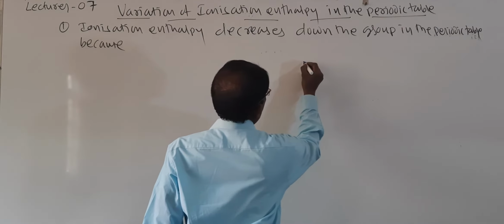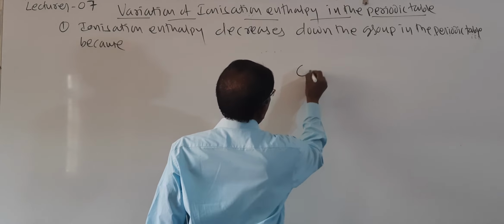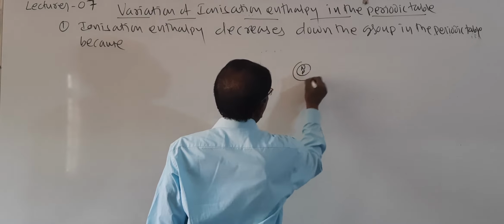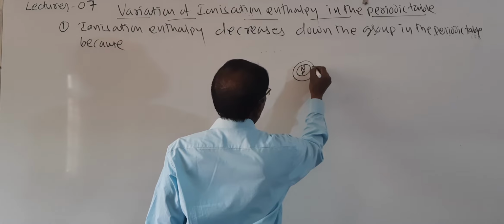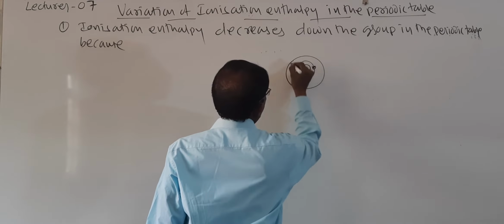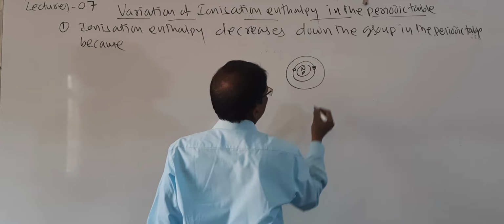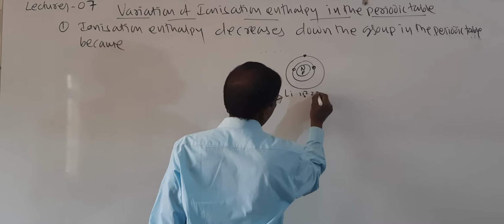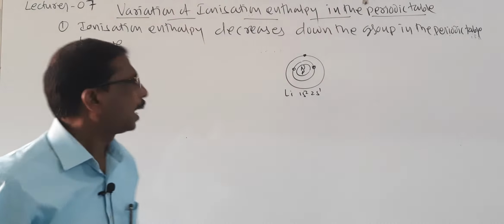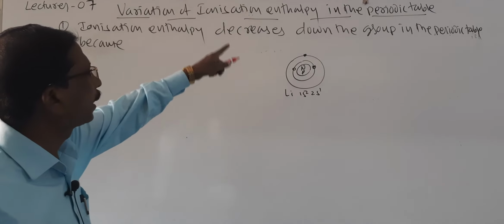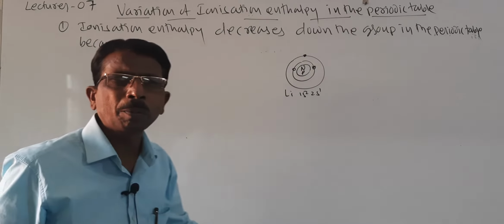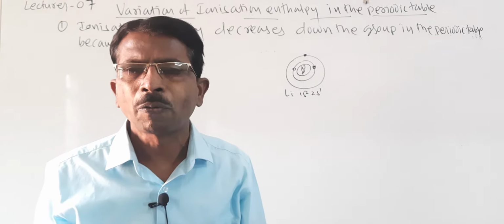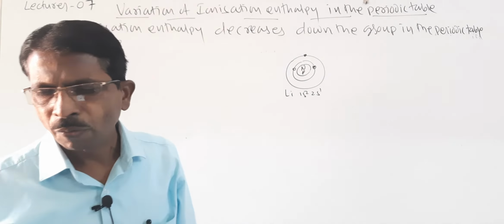I will write here. Look here, it has neutron, proton, 2 electrons in 1s, 2s, and here it has another 1 electron, that is lithium, 1s2 2s1. Look here students, the first ionization enthalpy decreases down the group. I will go down the group, I will consider the first group.